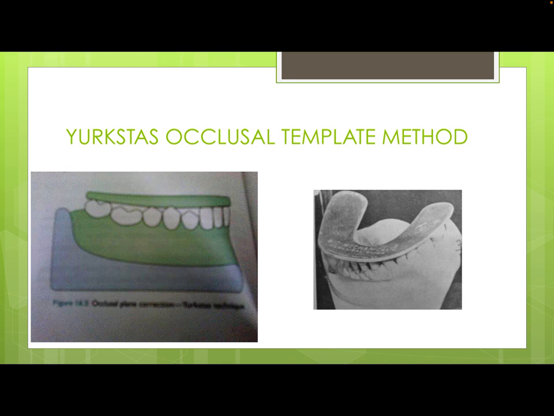The next technique is the Eustace occlusal template method. Here they use a metal U-shaped occlusal template. It is placed on the occlusal surface of the remaining teeth, and the cusps are adjusted and identified. The stone cast is modified to a more acceptable occlusal relationship and the reduced areas are marked with a pencil.